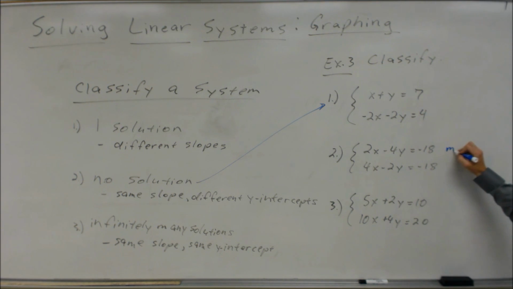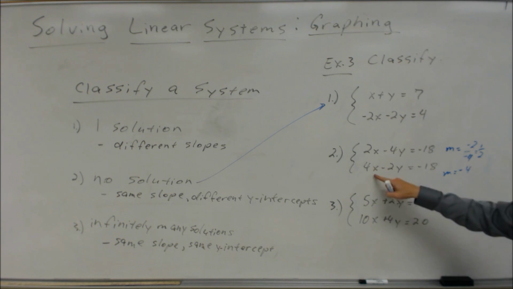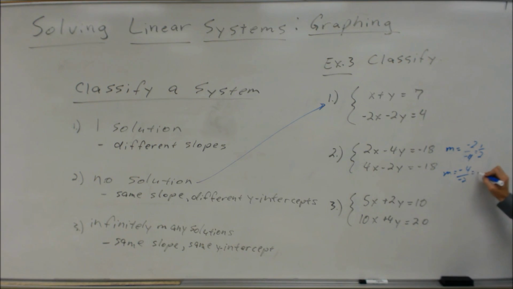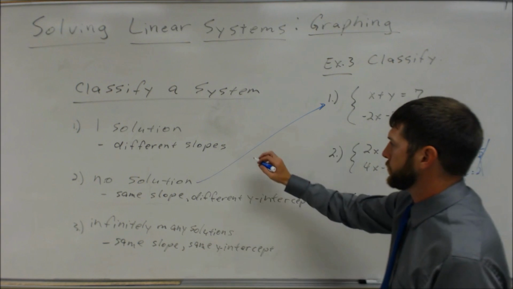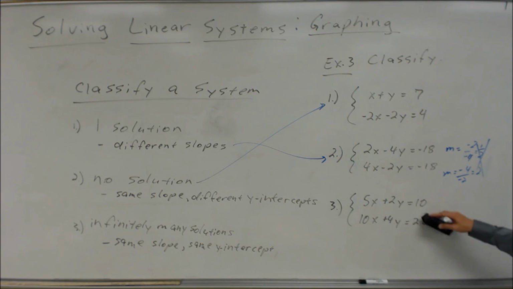Slope for the first one, I'd move my 2 over, so negative 2. I'd divide by negative 4. Negative 2 divided by negative 4 gives me a half. Second equation, I'd move my 4 over, so negative 4. I divide by my negative 2, so I get positive 2. I don't even have to go any further now because I see my slopes are different. So as soon as I have different slopes, we know it's one solution. And then the last line.